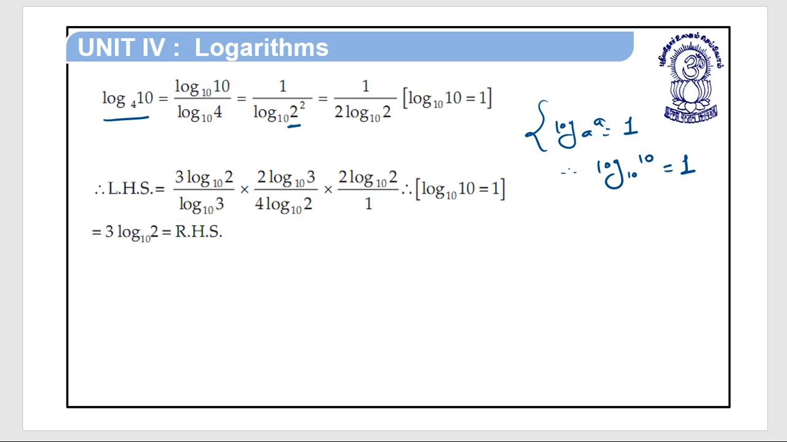Put the values of all these three into the equation. So 3 log 2 by log 3 into 2 log 3 by 4 log 2 into 2 log 2. Here 4 and 2 to the 4 cancel, log 3 cancels, log 2 cancels. So the answer is 3 log 2.